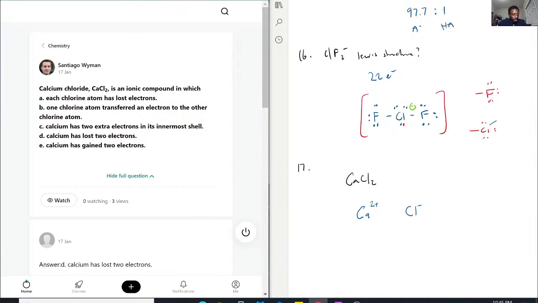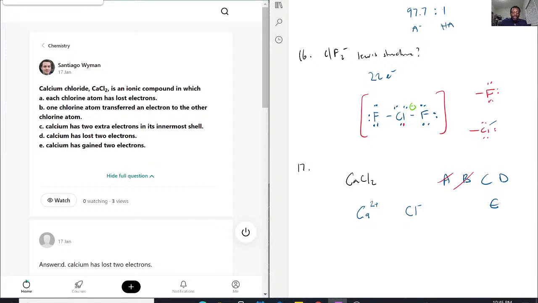But let's see what each answer is saying. Okay, so each chlorine atom has lost electrons. A would be incorrect. Okay, let's just go ahead and do B, C, D, E. All right. One chlorine atom transferred an electron to the other chlorine atom. Not quite either. Calcium has 2 extra electrons in its innermost shell.